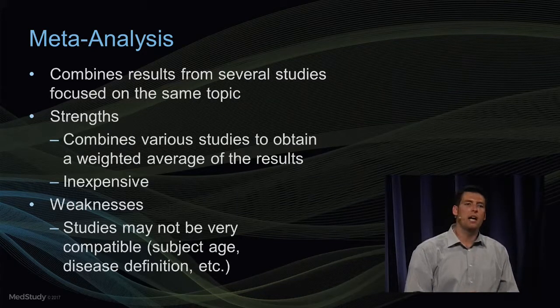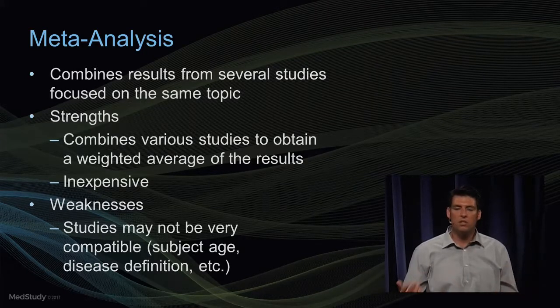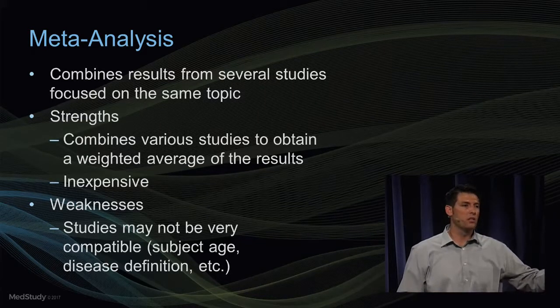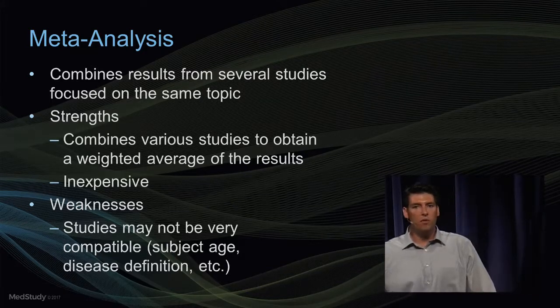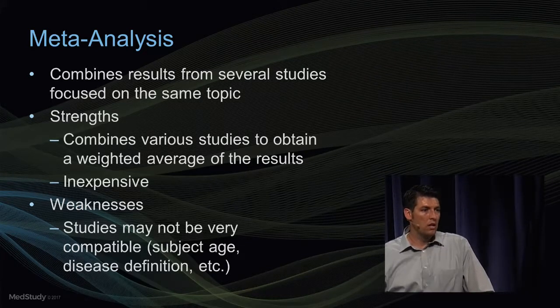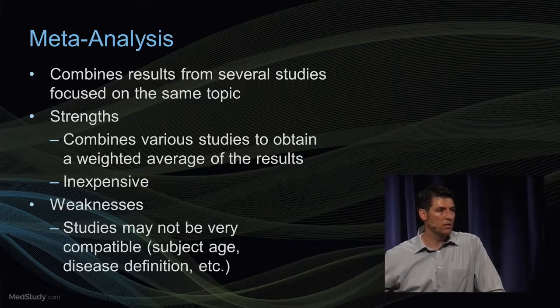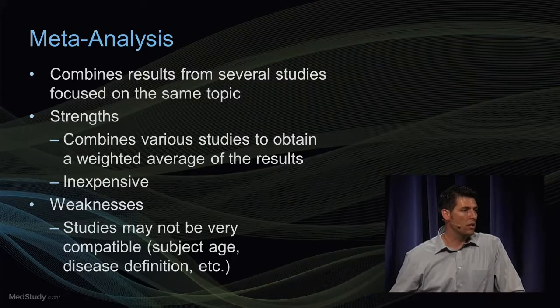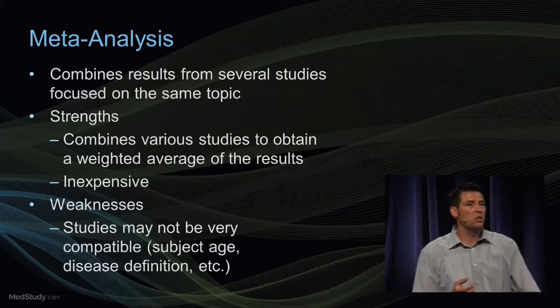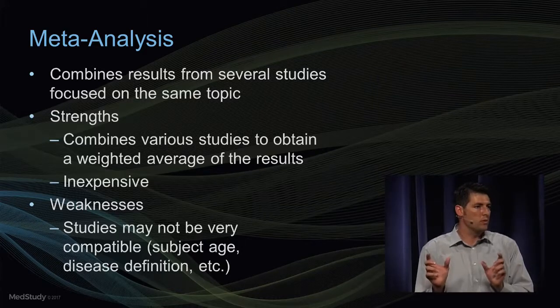Some of the weaknesses, however, are that the studies are done at different locations at different time points and may not share a lot of the same characteristics. Maybe in one study they used a particular disease definition, and in another study they used a different disease definition. Perhaps the inclusion-exclusion criteria are slightly different. Maybe the ages of some of the subjects are different. And so that makes it a little bit challenging to really compare apples to apples.